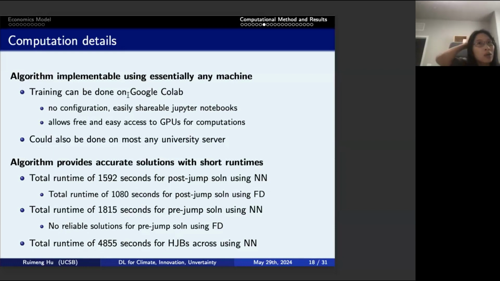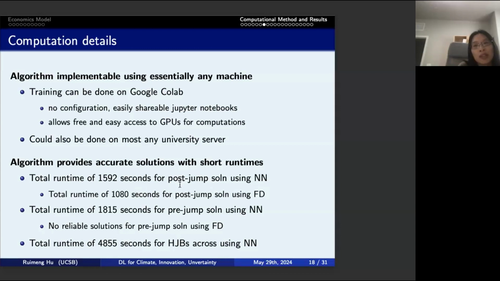You can do it on Google Colab using PyTorch or TensorFlow, and it can be trained on most servers or even on a laptop. And here are the running times. It's not extremely long. It takes about half an hour for each set of the solutions, and overall it takes less than 1 hour to train the final solutions.